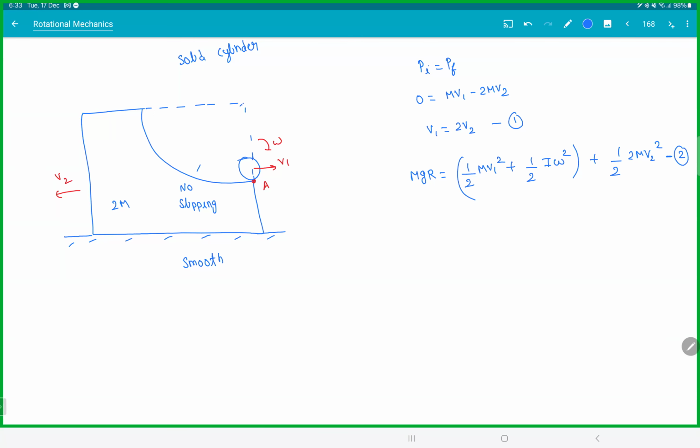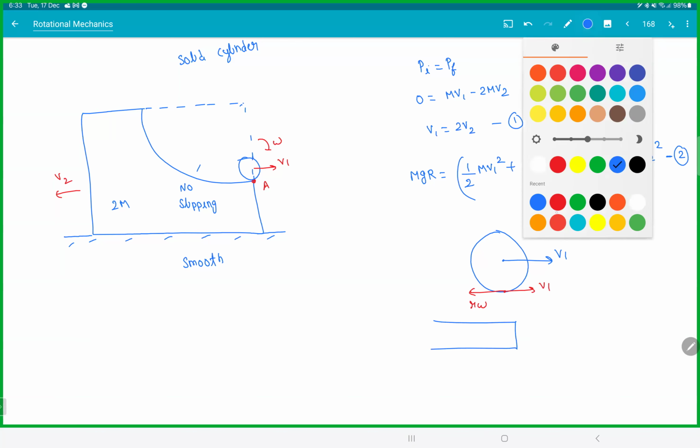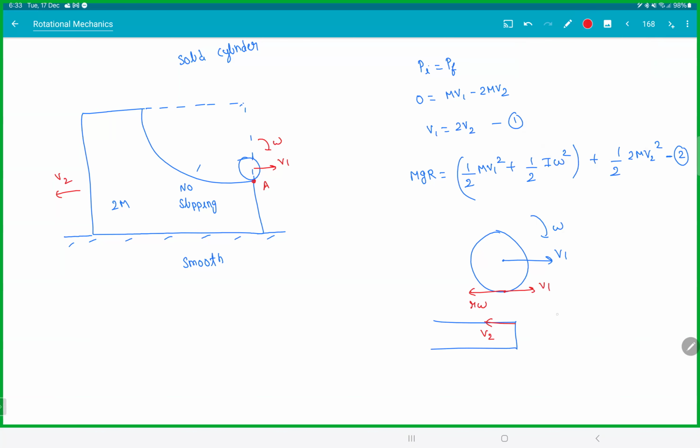What is the no slipping condition? Now, if you look at this point here, I'll just draw this. This guy is going with V1, this is going with omega. So this point has a velocity r omega, and this is going with V1. And the wedge floor is going back with V2. So the no slipping condition says the velocity at the point of contact must be the same. This is your no slipping condition, everyone. You can't write V is equal to r omega.